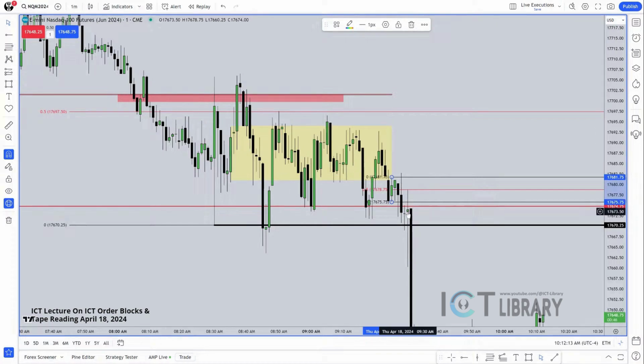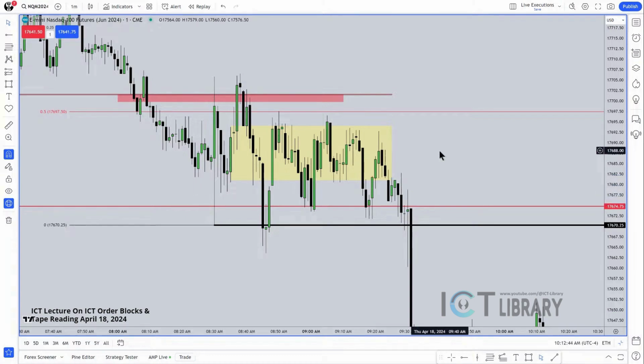Holy shit. What's the chances of that? Right to the tick. But this order block here, there's a certain caveat that needs to be applied to this.